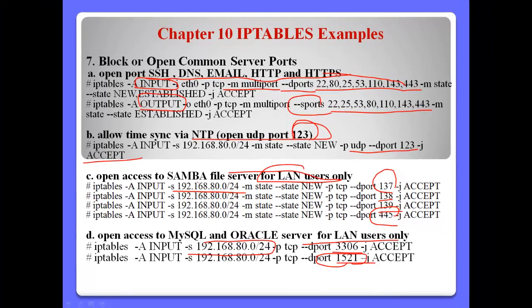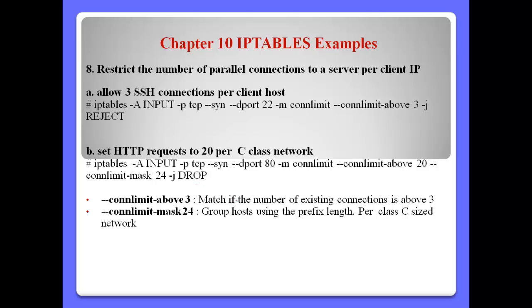Okay, and after that, let's test the number 7. Okay, next one, number 8. Restrict the number of parallel connections to the server per client. For example, here, number 8, allow 3 SSH connections per client host. So in this case, the destination port 22 and the connection limit above 3. If the SSH connections are above 3 they will be rejected, only below 3 will be accepted.